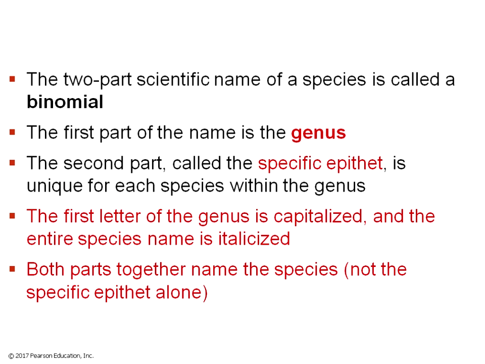We've already talked about in our binomial nomenclature, the first part of the name is the genus. The second part we call the species or the specific epithet, which is a description. The first letter of the genus is always capitalized. The entire species name is italicized, or underlined if you're writing it. Both parts together name the species. You can't just have that specific epithet by itself.